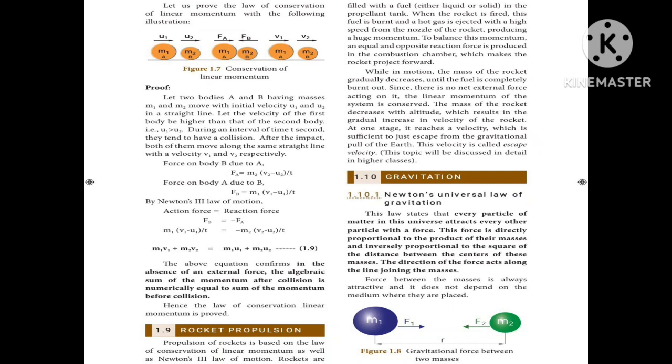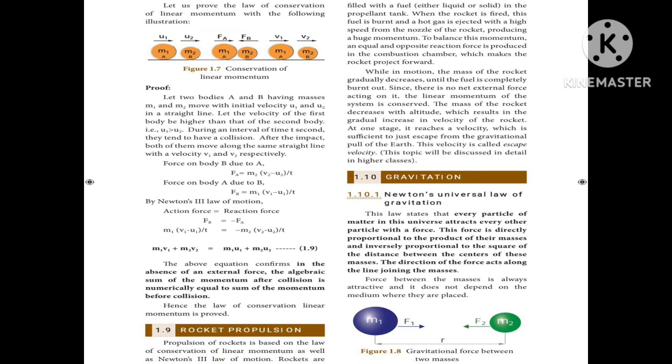Force on body B due to A: Fa equals m2 (v2 minus u2) by t. Force on body A due to B: Fb equals m1 (v1 minus u1) by t. By Newton's third law of motion, action force equals reaction force, Fb equals minus Fa. m1 (v1 minus u1) by t equals minus m2 (v2 minus u2) by t. So m1 v1 plus m2 v2 equals m1 u1 plus m2 u2. The above equation confirms that in the absence of an external force, the algebraic sum of the momentum after collision is numerically equal to the sum of the momentum before collision. Hence the law of conservation of linear momentum is proved.